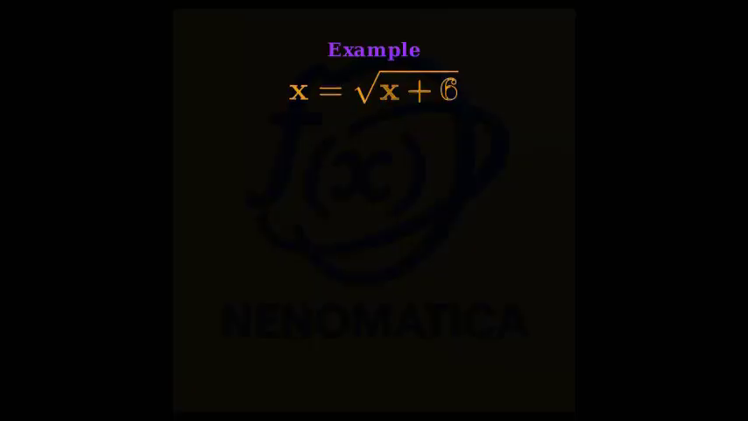Example. We will follow the exact step order shown in the reference and solve the radical equation. Our problem is x equals square root of x plus 6. Then we will verify candidate roots to avoid extraneous solutions.